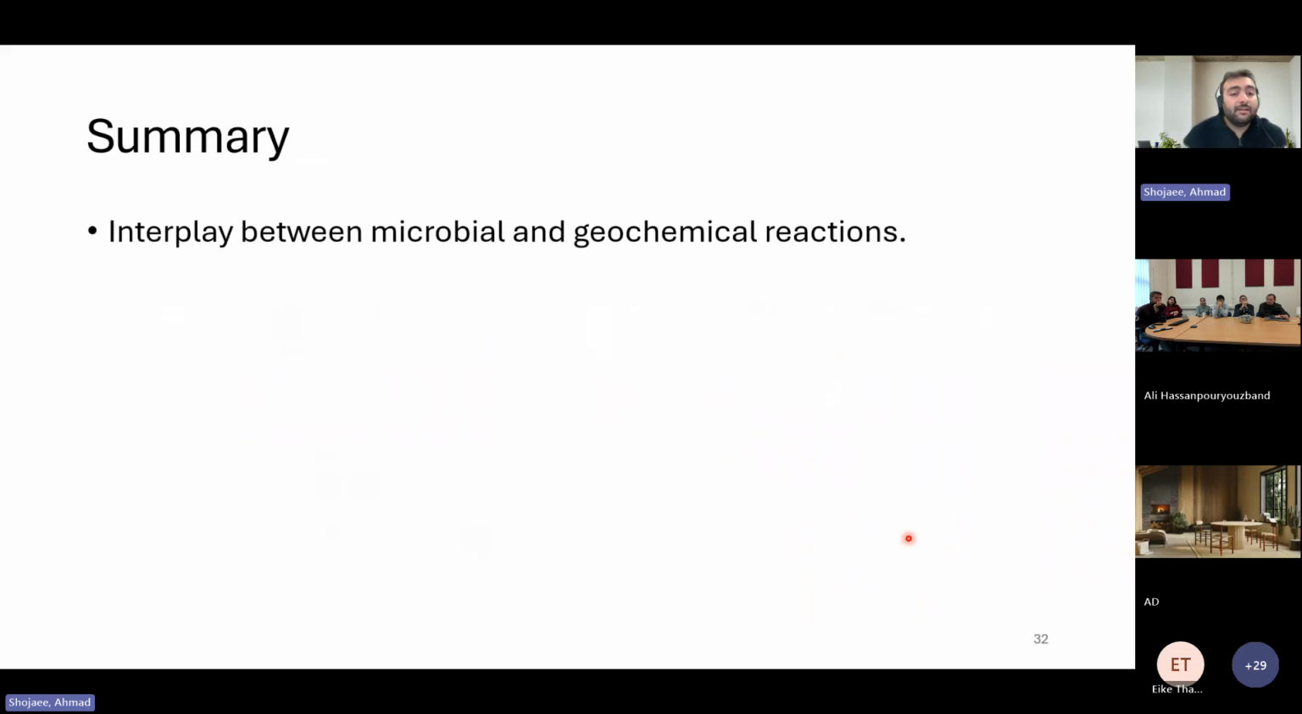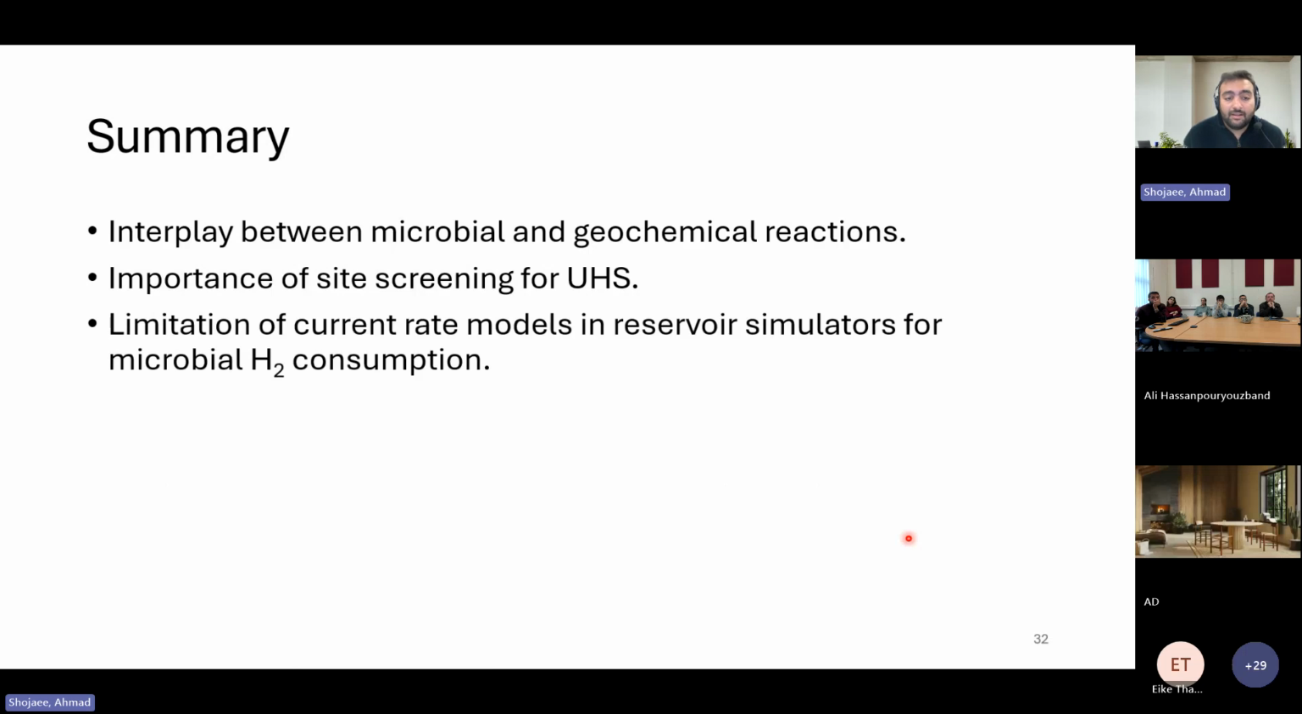So, in summary, we found that there is a great interplay between microbial and geochemical reactions. The simulation showed us the importance of site screening for underground hydrogen storage. Dolomite reservoirs may have some operational risks, but the result showed that the risks can disappear in the late cycles.